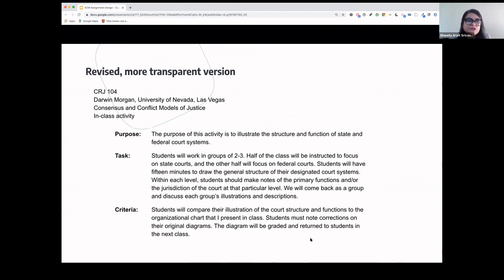What is the criteria? So the students are supposed to compare the illustration of the court structure and functions to the organizational chart that the instructor is going to provide. And students must note corrections on the original diagram. The diagram will be graded and returned to students in the next class, setting up the timeline, setting up expectations. It will be even more useful to include something that puts students' anxiety to rest in terms of, are you going to grade based on their attentiveness to the corrections, or are you expecting certain corrections?